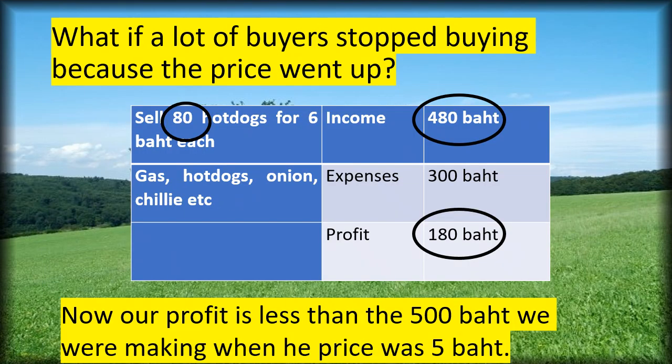What if a lot of buyers stopped buying because the price went up? So in this example, in the table, we sell only 80 hot dogs for 6 baht each. Our income is 480, and our profit is 180. So now our profit is less than the 200 baht that we were making when the price was 5 baht.